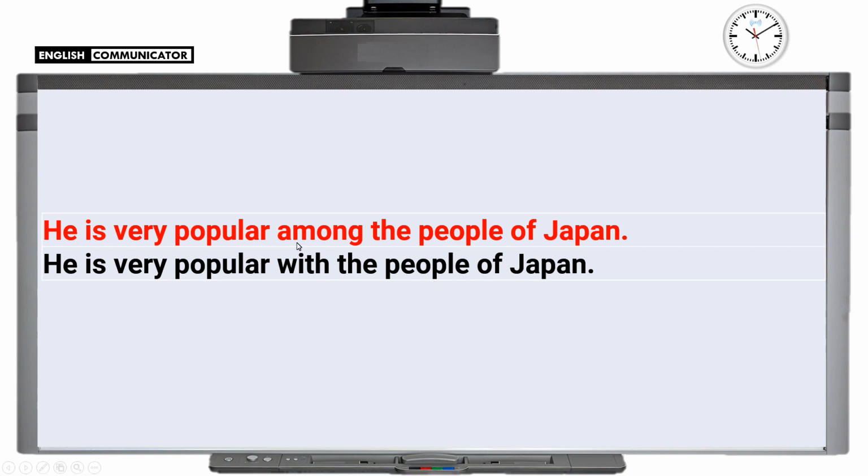And why, by the way, can't we use "among"? Because we are not comparing anything. We are not making a contrast or pro or contra or anything. We just want to mention that there is a popularity with the people of Japan, okay? We are just focusing the information towards Japanese people. So you have to say, he is very popular with the people of Japan.